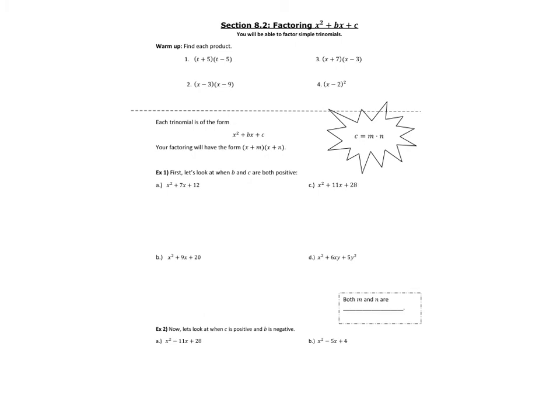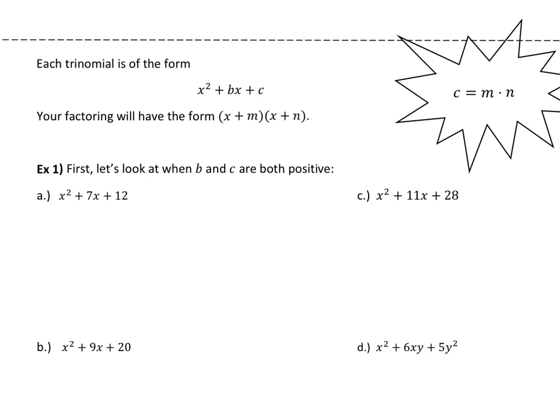All right, so taking a look at 8.2, which is factoring x squared plus bx plus c. So when we're doing these, what we're focusing on, zoom in here, is getting it into this factored form right here. X plus m times x plus n, okay? So we're basically, again, doing that backwards distributive property.